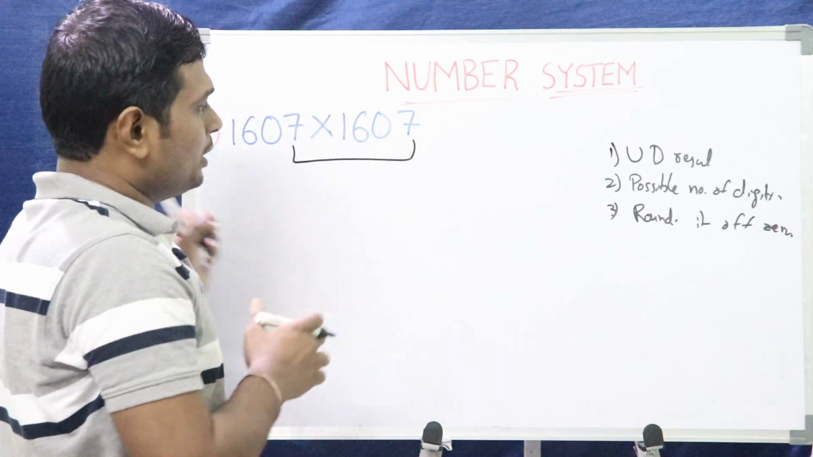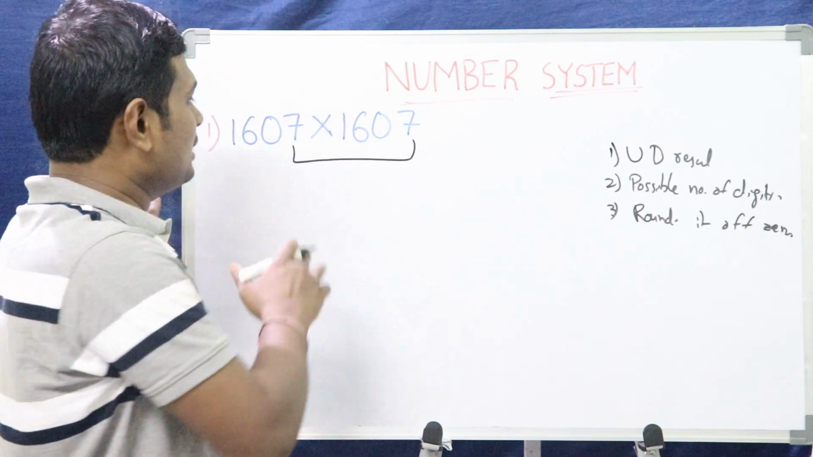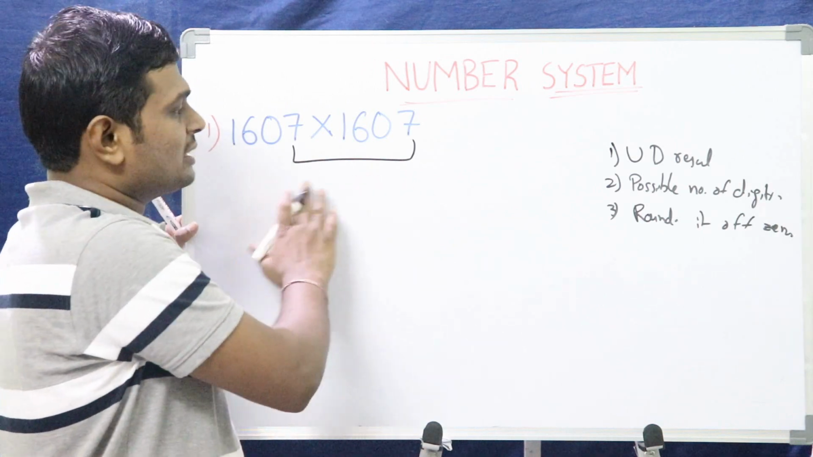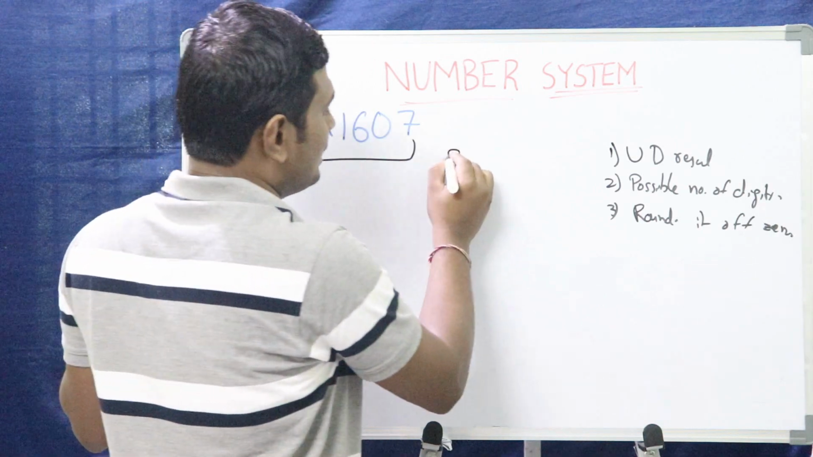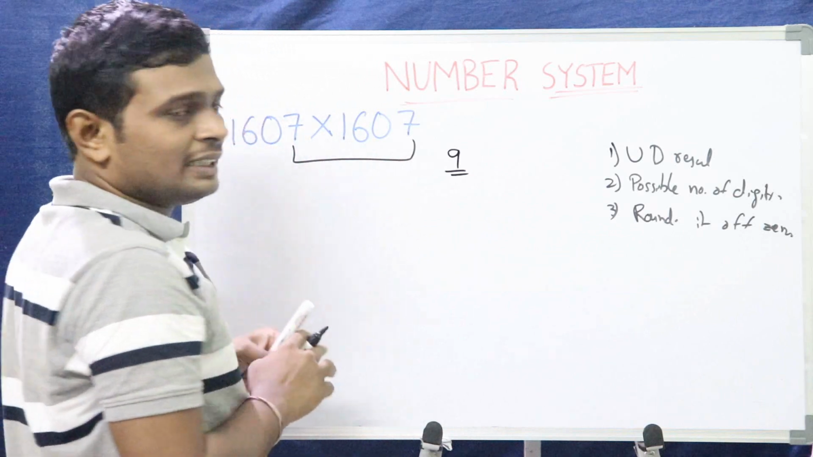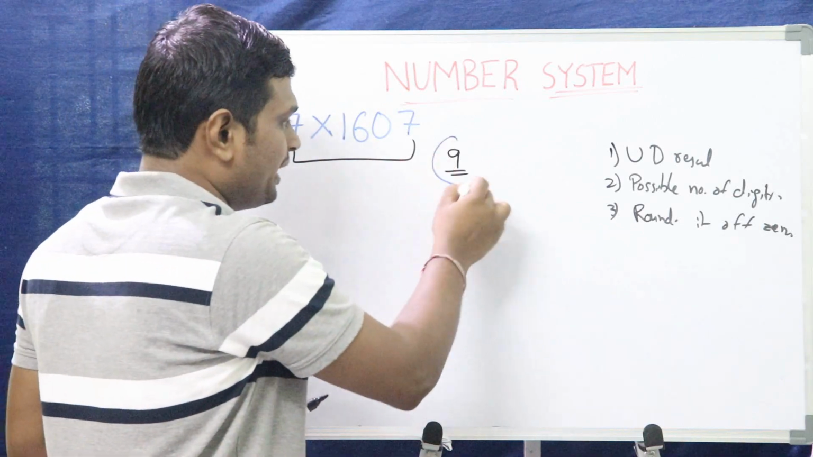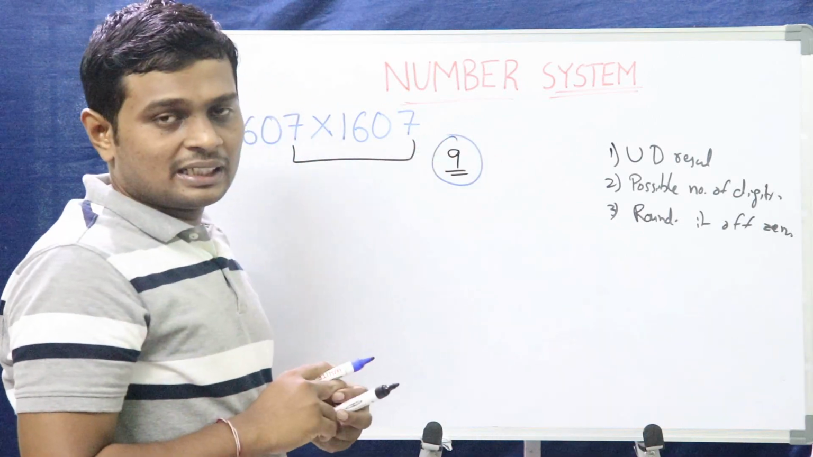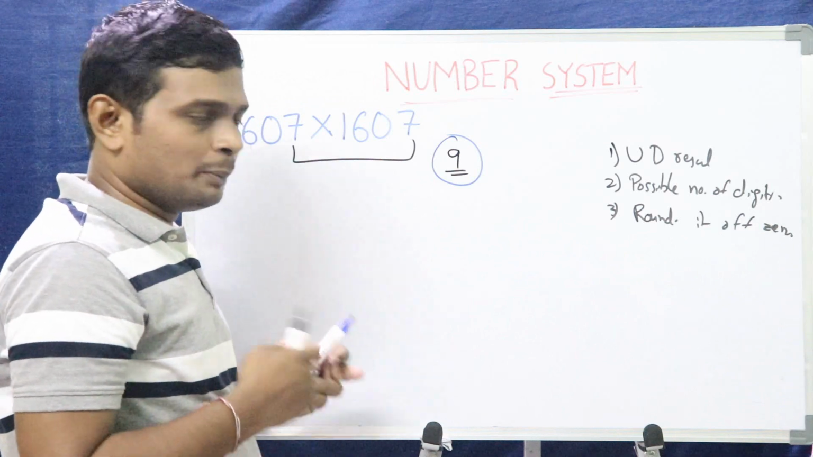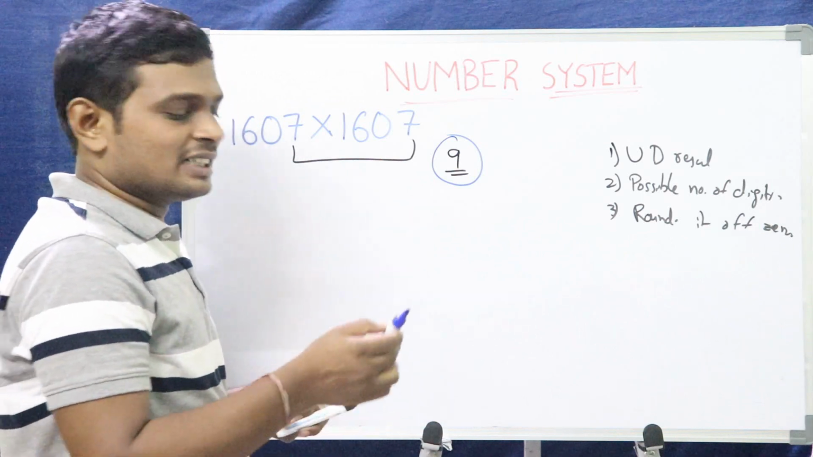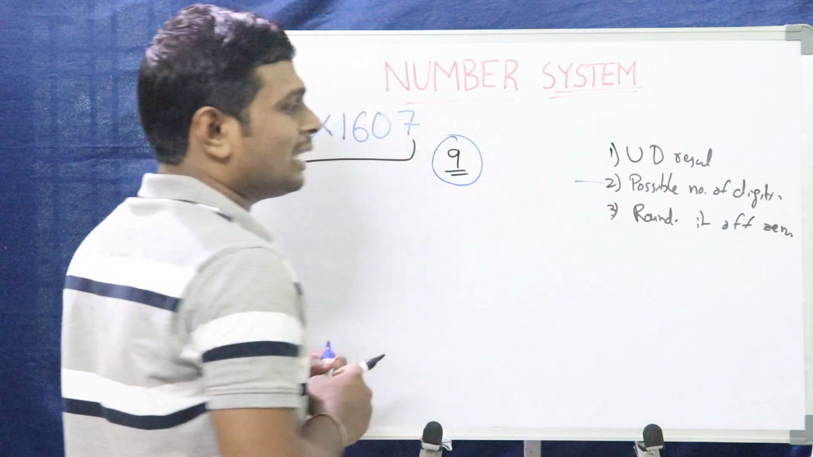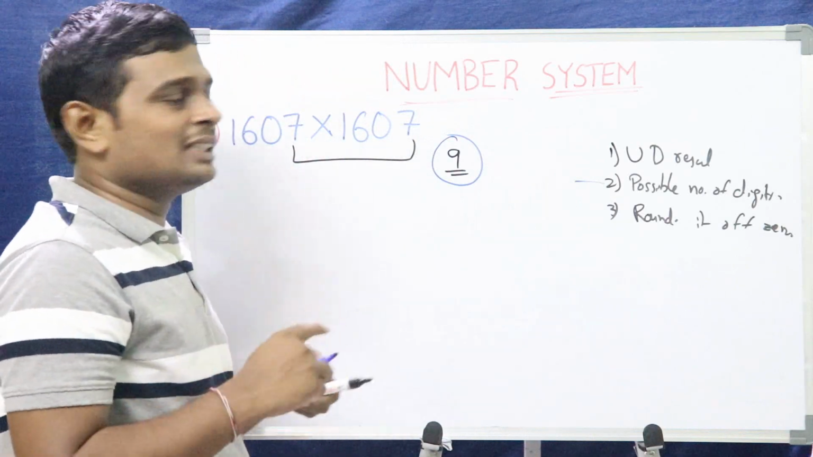What would be the unit digit in the multiplication? 7 and 7, right? 7 sevens are 49. That means the unit digit in the resultant is 9. If we have only one option with the unit digit 9, that is the answer. If we have multiple options, we need to go to the second step. What is the second step? We need to calculate the possible number of digits in the resultant.